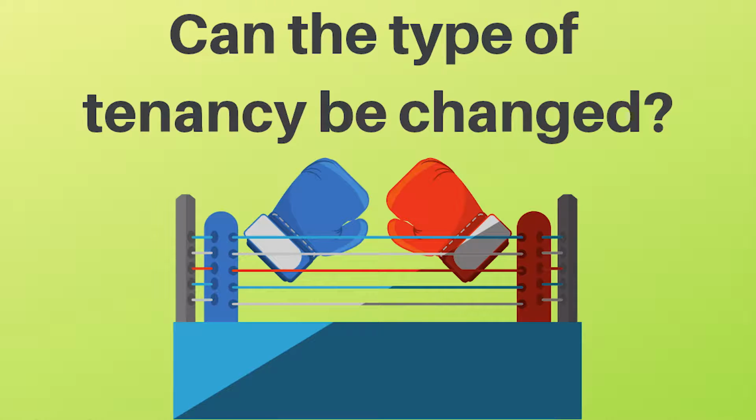Can the type of tenancy be changed? The short answer is yes, it can be, but it certainly pays to get it right the first time. A change from joint tenants to tenants in common is very common right after a couple may have split up, because they no longer want their share automatically going to the other person, and so they want to change that joint tenancy to a tenancy in common so they can leave their own share onward via their will.